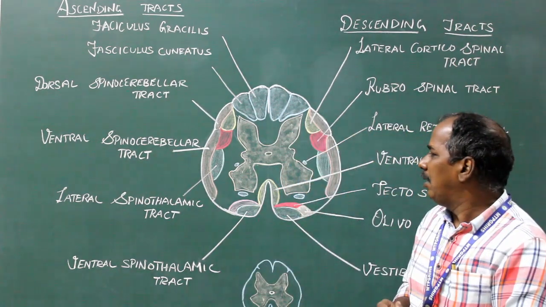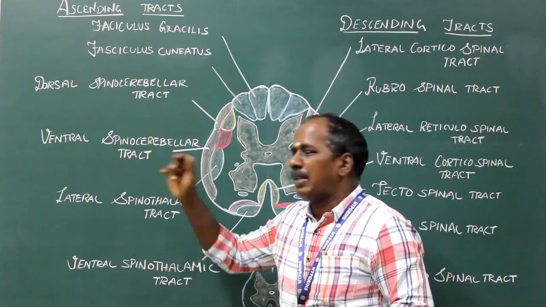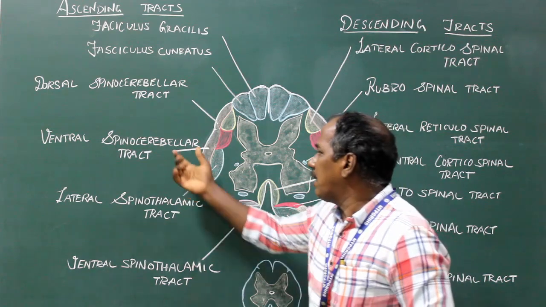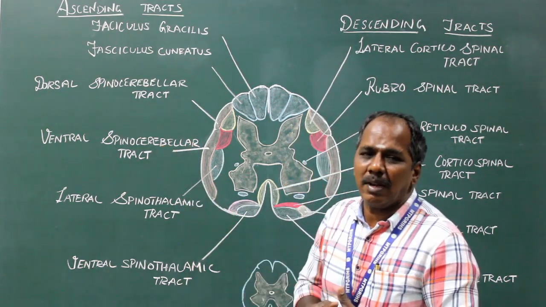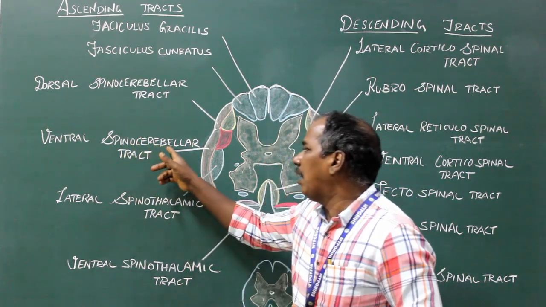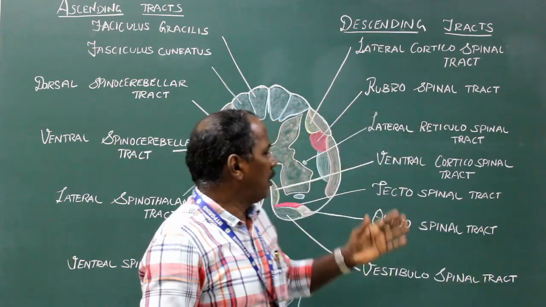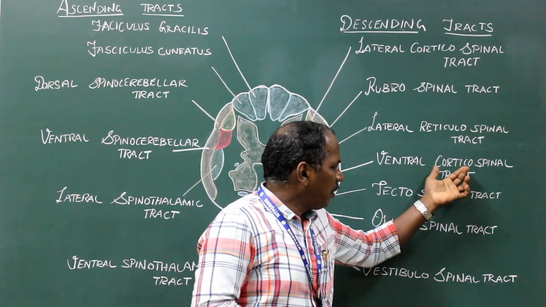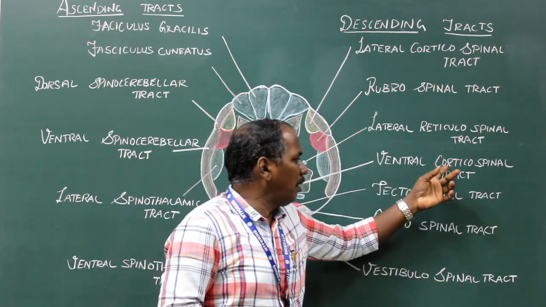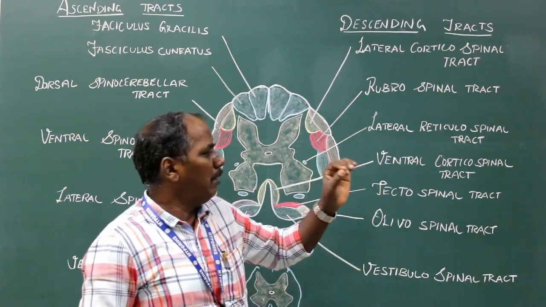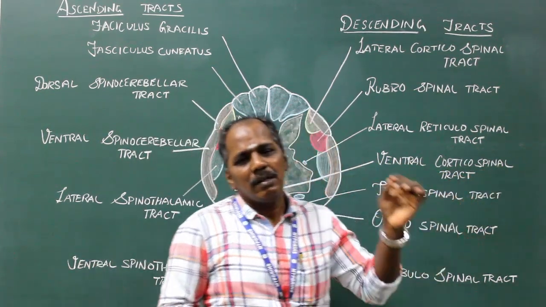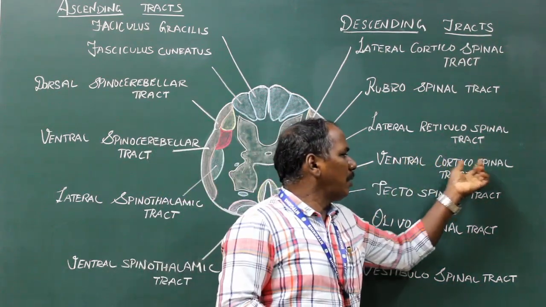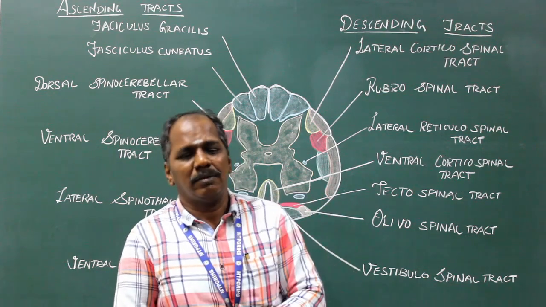For example, spinocerebellar tract. See, spino, the first term, represents the origin of the tract. Cerebellar represents the termination of the tract. So it arises from the spinal cord and ends in the cerebellum. Or for example here, corticospinal tract. The first term represents the origin of the tract, that is from the cerebral cortex of the brain, and spinal represents the spinal cord. So the two terms represent the two grey masses of the tract.